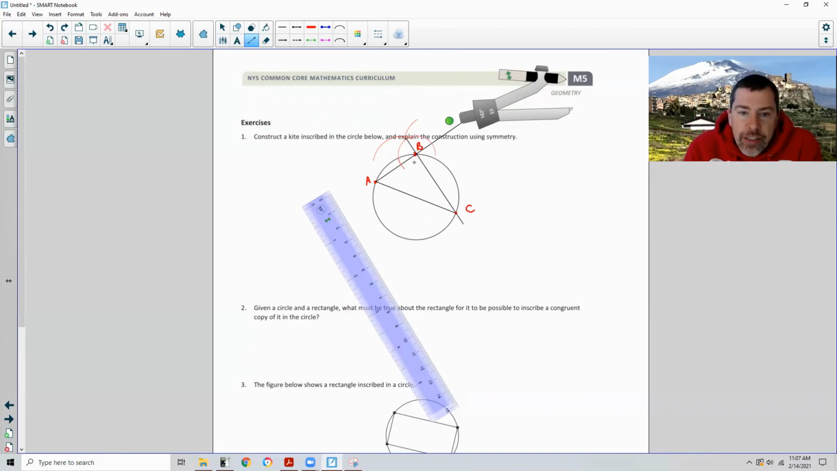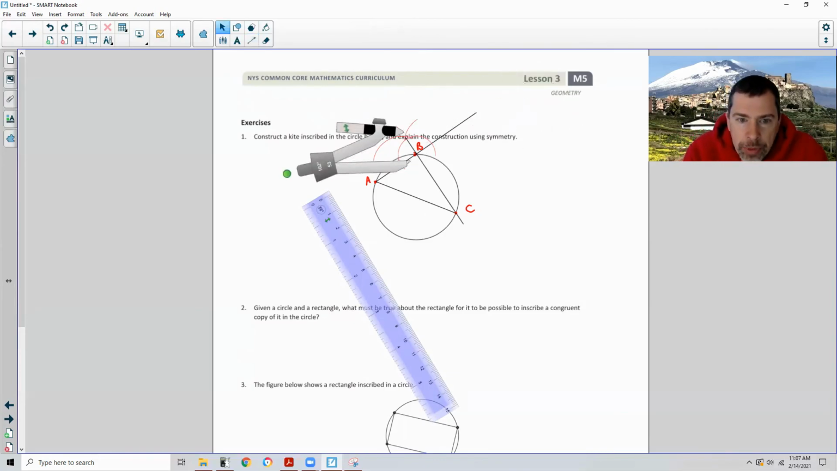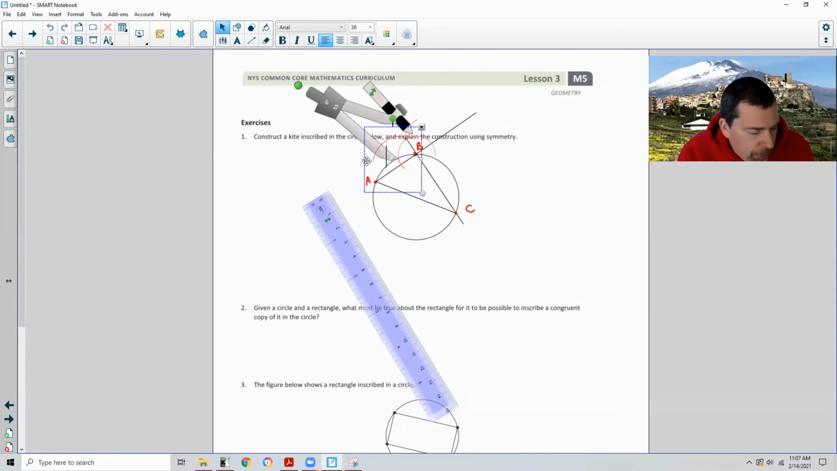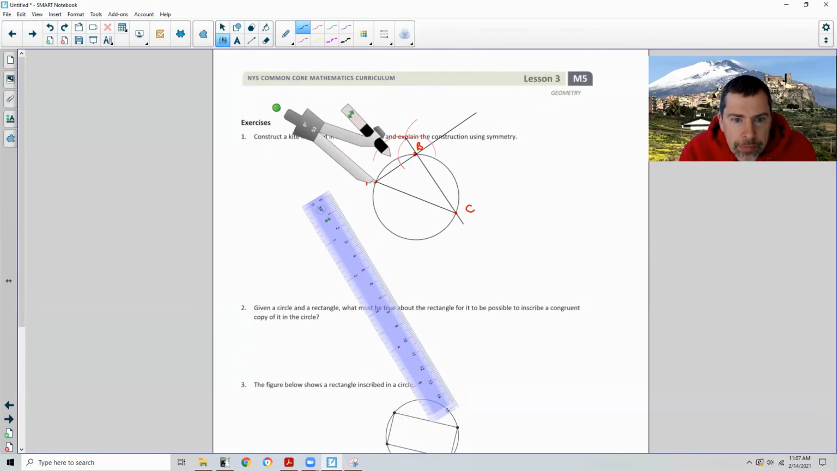And now I need to reflect this across. Well, how am I going to reflect that? Let me get my compass. I'm going to put my compass at A. And I'm going to draw a circle. Because if I draw a circle with center A, radius AB, okay, like so.